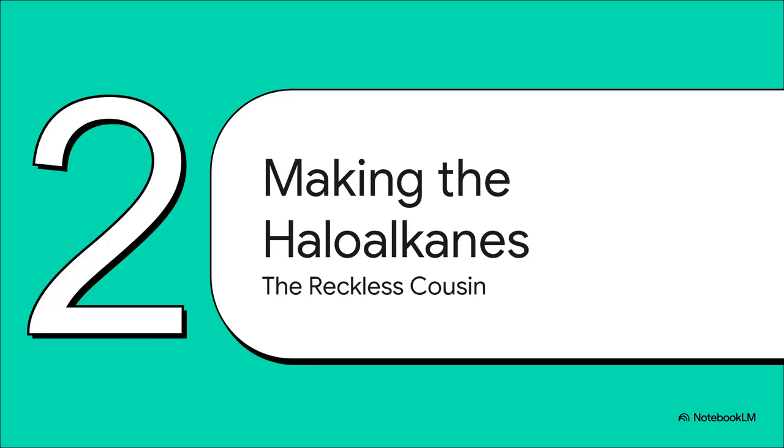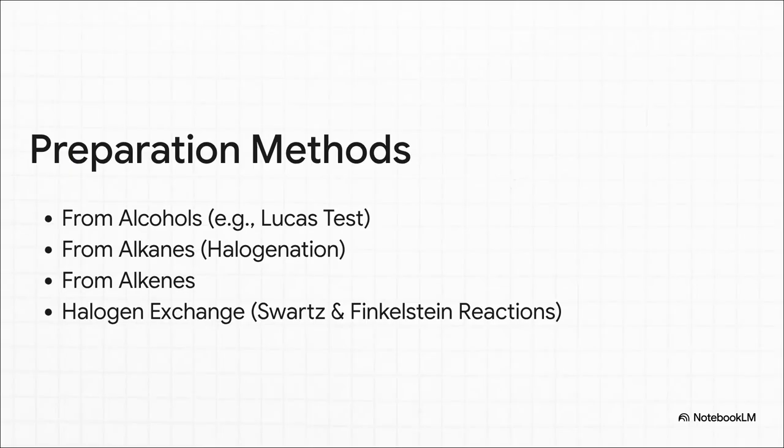All right, first up, let's meet the reckless cousin, the haloalkane. Now, before we get into why this guy is so ready to cause a ruckus, we've got to ask, where does it even come from? How is this little troublemaker born? So there are a few standard playbooks for making them. You can cook them up from alcohols, alkanes, or even alkenes. And then there's this cool trick called halogen exchange. You might have heard of the famous Schwarz and Finkelstein reactions. That's what those are. Basically, a bunch of different roads, all leading to our one, very reactive molecule.